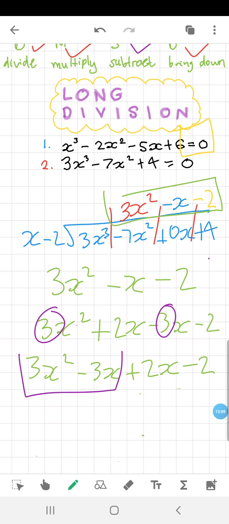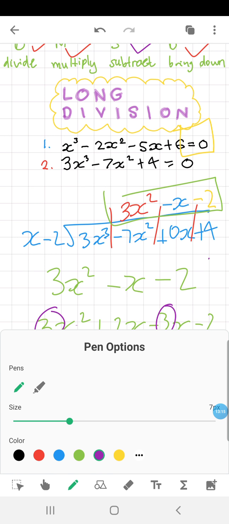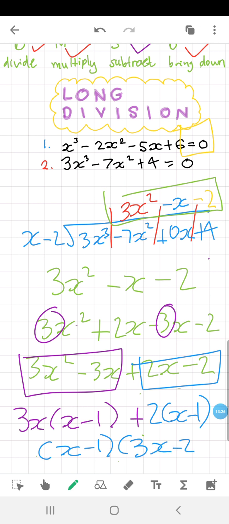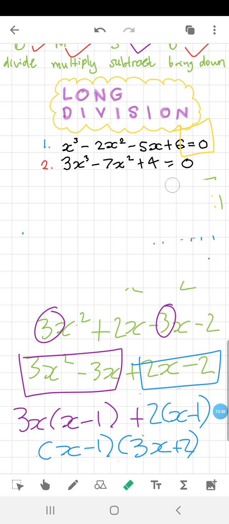Now we take out what's common. What's common here is 3x, so we'll be left with x minus 1. And what's common here is 2. So we'll be left with x minus 1 as well. Can't take out x minus 1 two times because it's common. So we'll just be left with that. Now erase to make space.